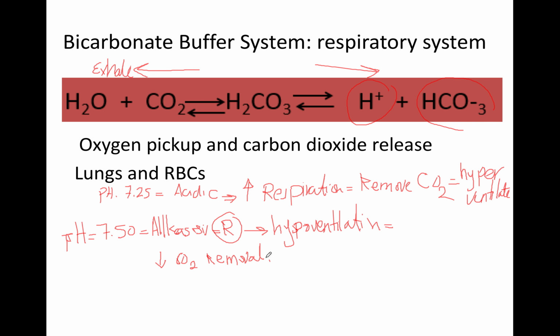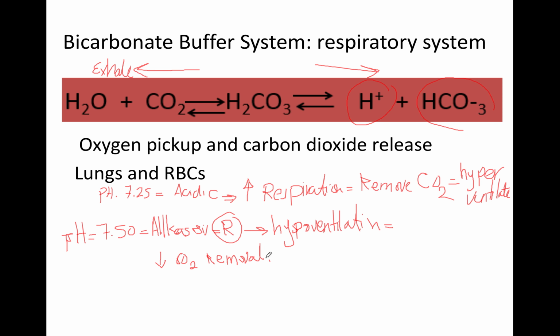If you are normal, your blood pH is normal, but you start to hyperventilate, which means you're going to get rid of more CO2, then your acidic component is going to be removed and therefore you become susceptible to alkalosis, which means your blood pH starts to rise. So these are two scenarios I'm describing to you.